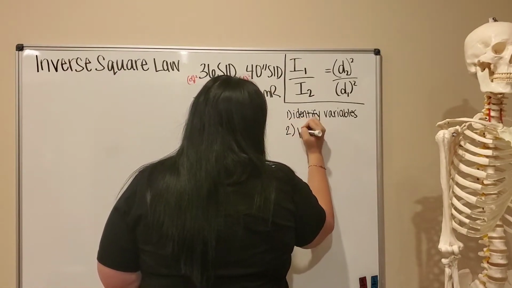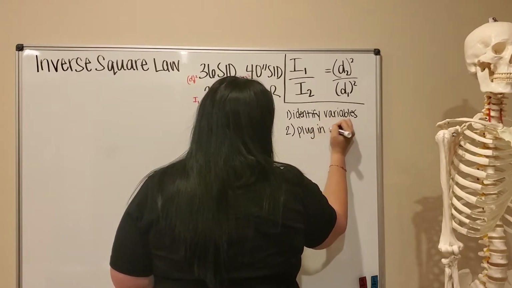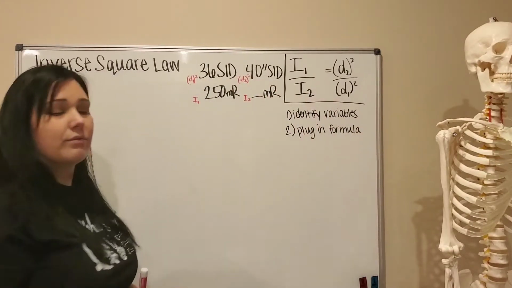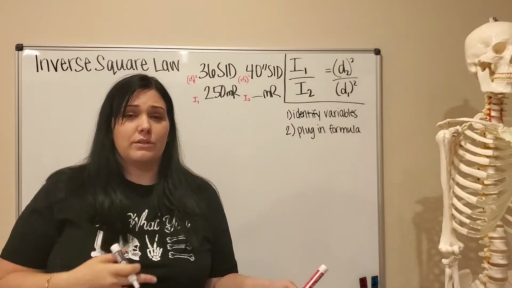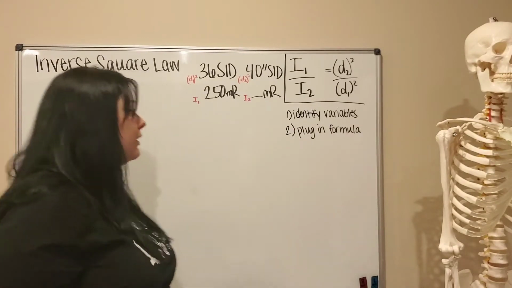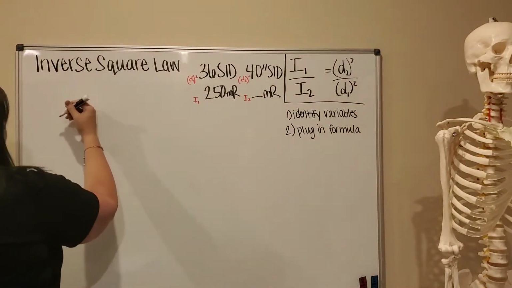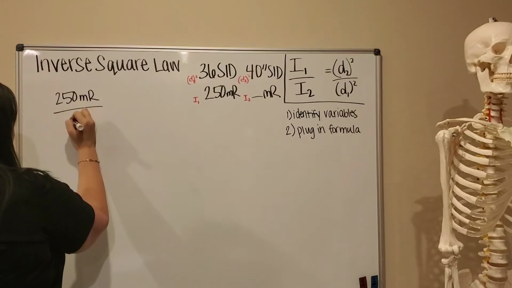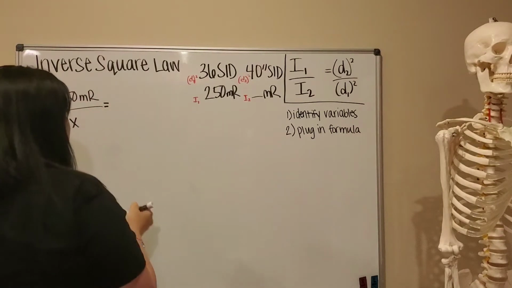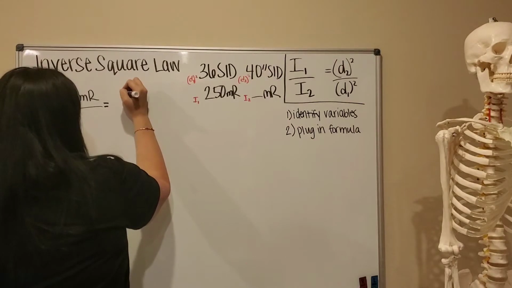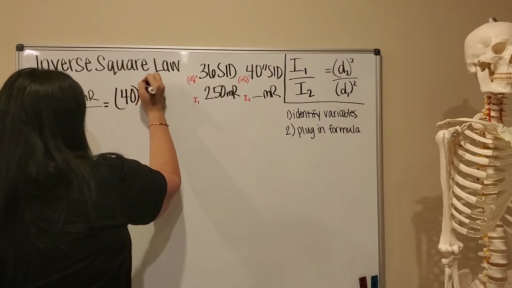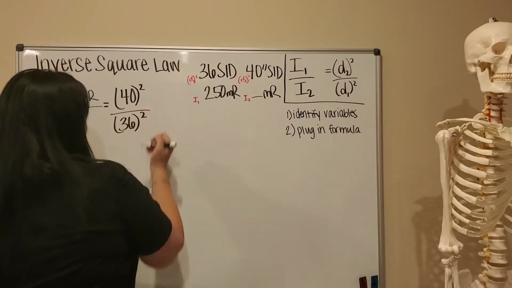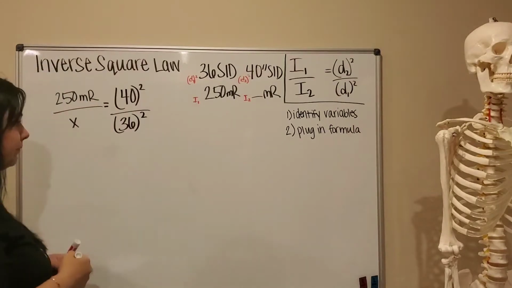Second thing I like to do is plug them into the formula. The sooner I get my numbers put into the inverse square law formula, the less likely again that I am to put those into the formula incorrectly later in time. So I like to do that right away. So that would look like this. 250 millirem over unknown, so that's what we're solving for, intensity 2, over your distance 2 squared, which is 40 squared, over your 36 squared, or distance 1. Okay?